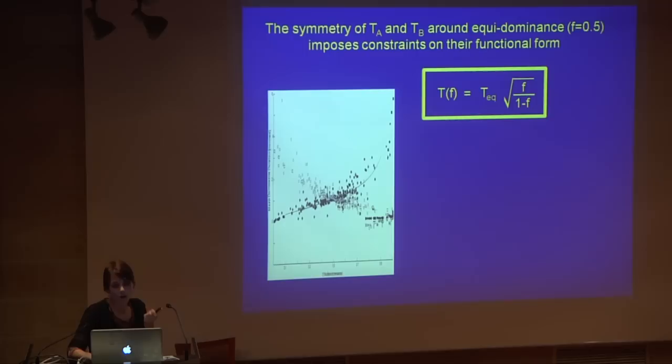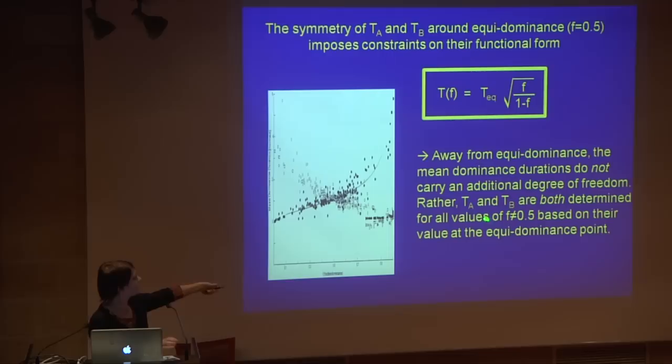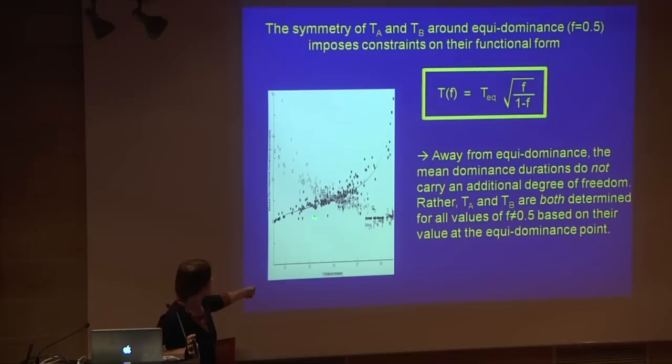So now back to what that means. Just describing the results themselves, what it means is that away from equidominance, TA and TB, the mean dominance durations, actually don't carry an additional degree of freedom, not even one, let alone two independent ones, okay? But rather, they are just determined by what F is. So if I know what the mean duration is at equidominance, I know what its value is going to be when I move away from it.